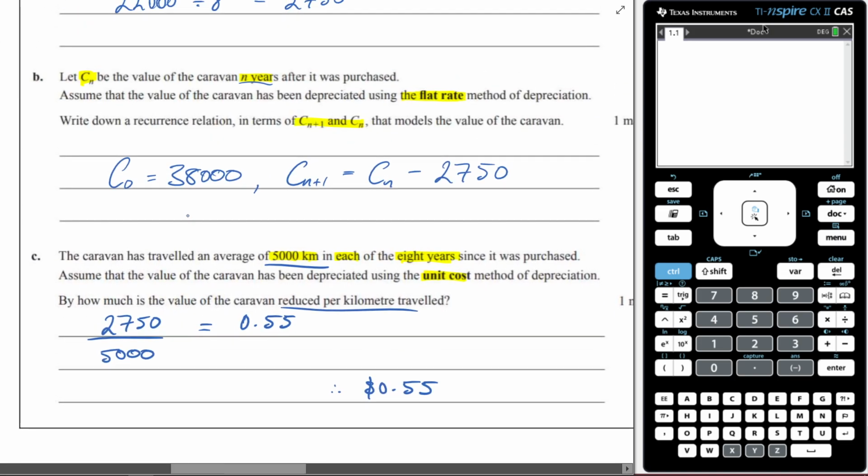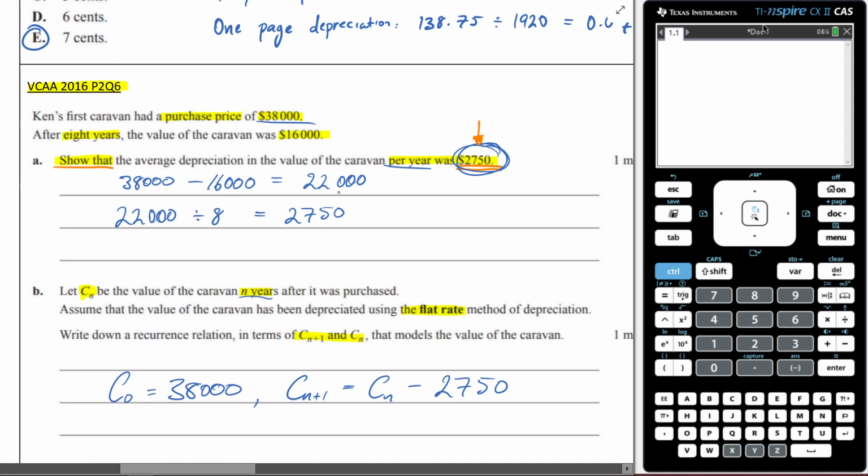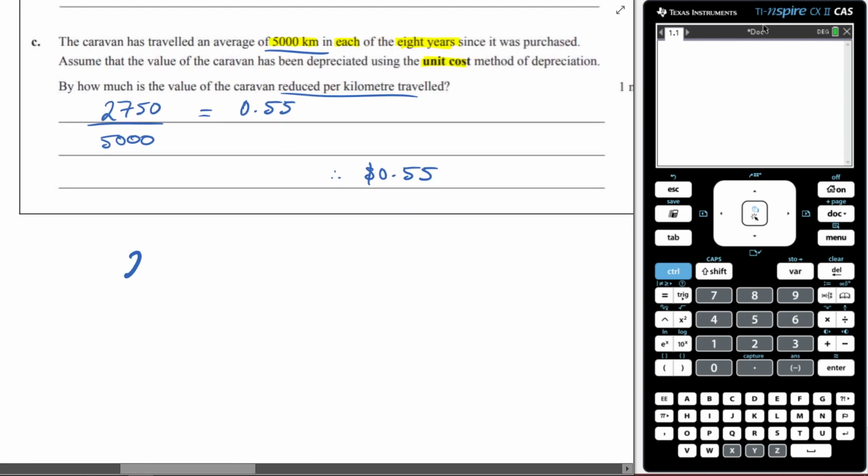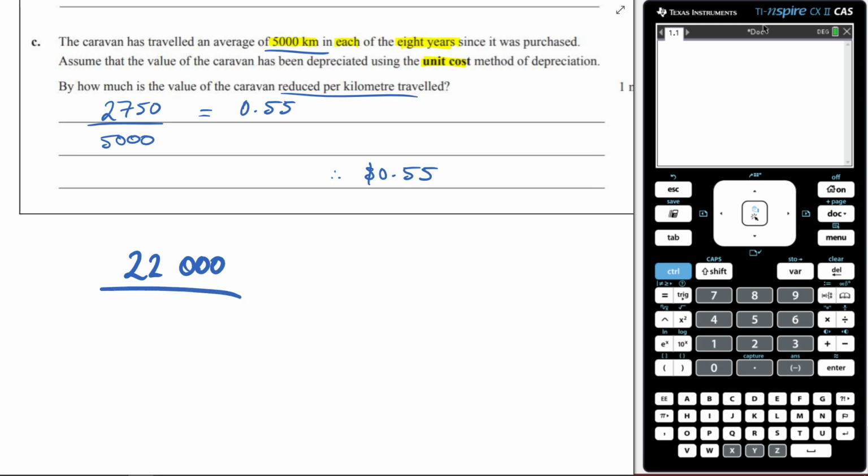They said, we're losing 22,000 over the 8 years. So over the 8 years, we're losing $22,000 worth of the value. If I know that I'm traveling 5,000 kilometers a year over 8 years, I take that 5,000 and I times it by 8 to figure out how much I traveled over those 8 years. And then if you do that, you end up with 0.55. So it's actually the same thing. We just did it yearly. They did it over 8 years, so the total of it. Whatever floats your boat there, but both are doing the same thing.